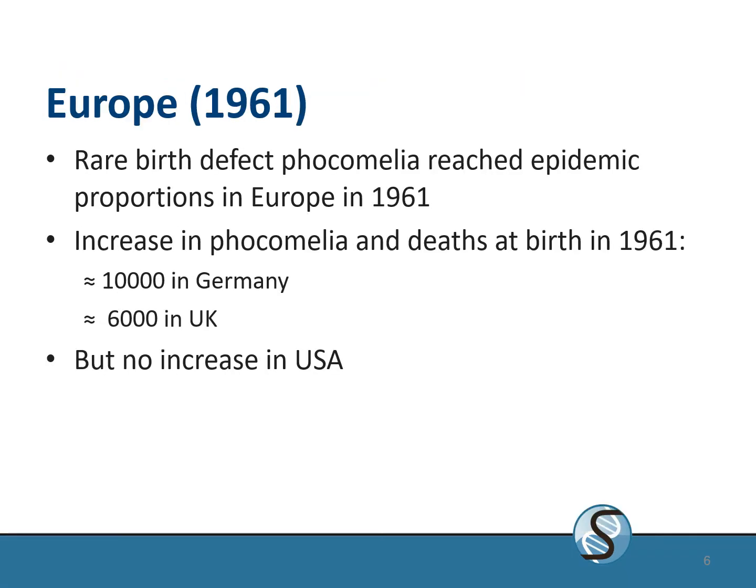In 1961, rare birth defect phocomelia reached epidemic proportions in Europe. Thousands and thousands of newborns had this congenital abnormality. But United States of America had no such increase. What happened?